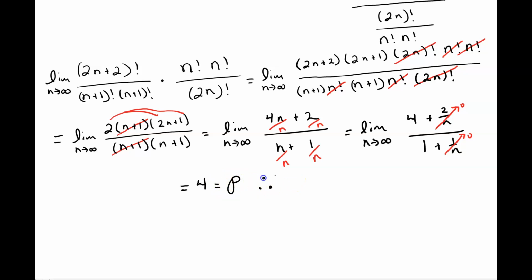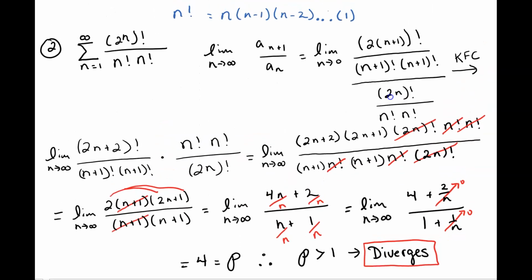Well, what do I know about rho? Let me rewrite that. Rho being greater than 1, it's 4 in this case. So rho being greater than 1 means that this one right here, in fact, diverges. So it diverges, and that's our answer here for this one.